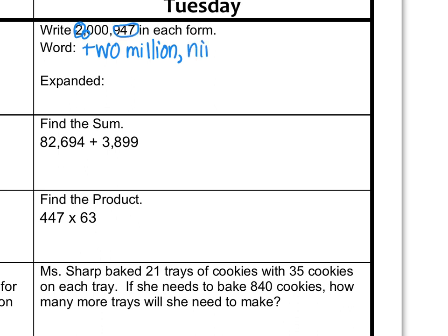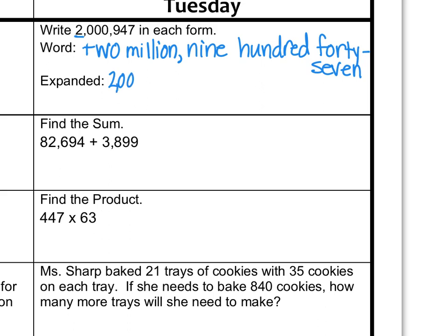So we have 940. Now look how you spell 40, F-O-R-T-Y hyphen 7. In expanded form, we tell what each digit is worth. So let me kind of clear that out here. The 2 is in the millions place, so it's worth 2 million. Plus, we skip all the zeros. The 9 is worth 900. The 4 is worth 40. And the 7 is worth 7. So there's your expanded form.